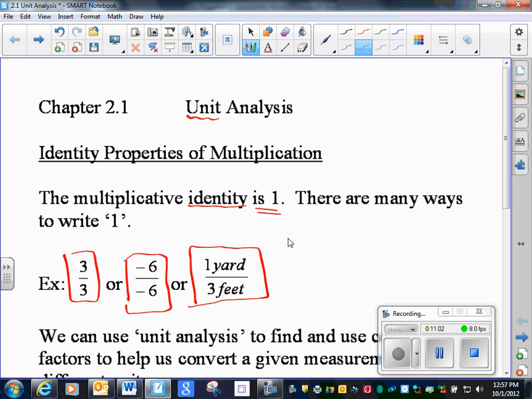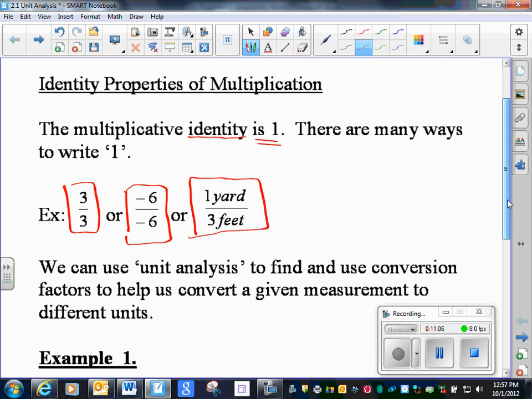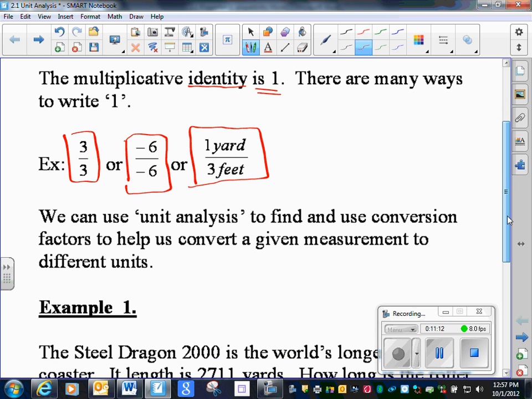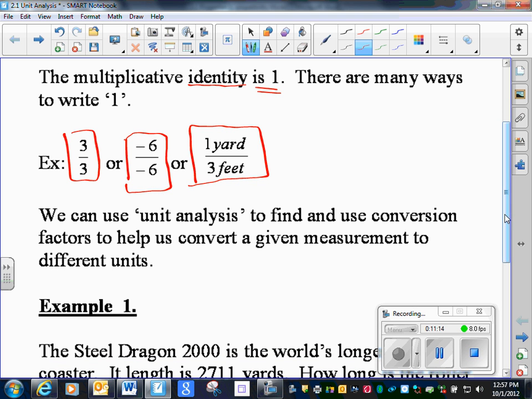So we're going to use these conversions with units to help us get a conversion problem done to a different unit, based on being able to use a conversion factor that actually equals out to 1.